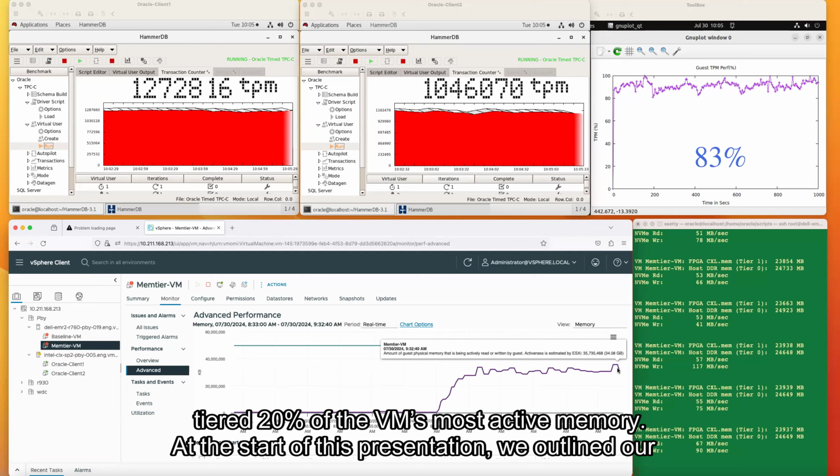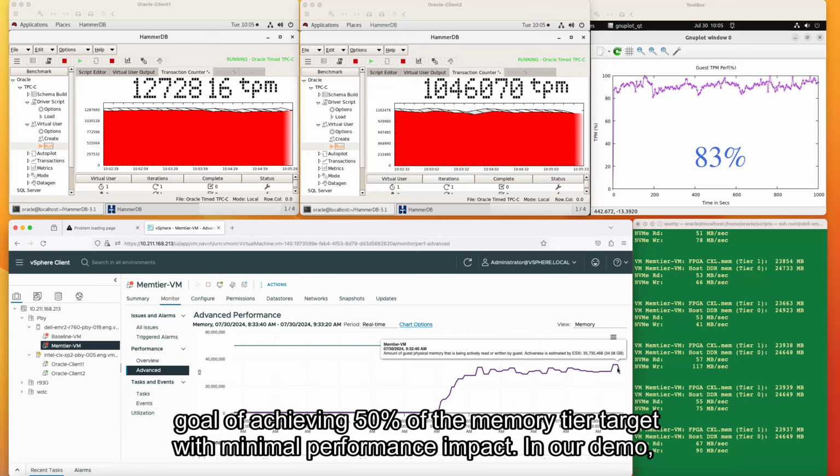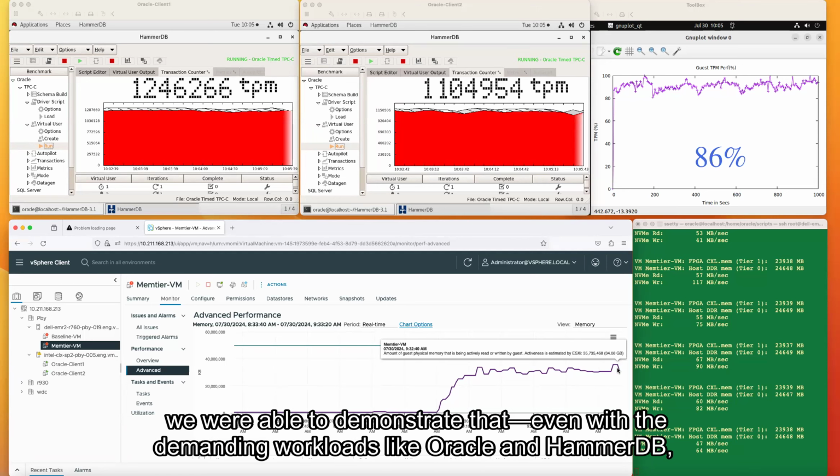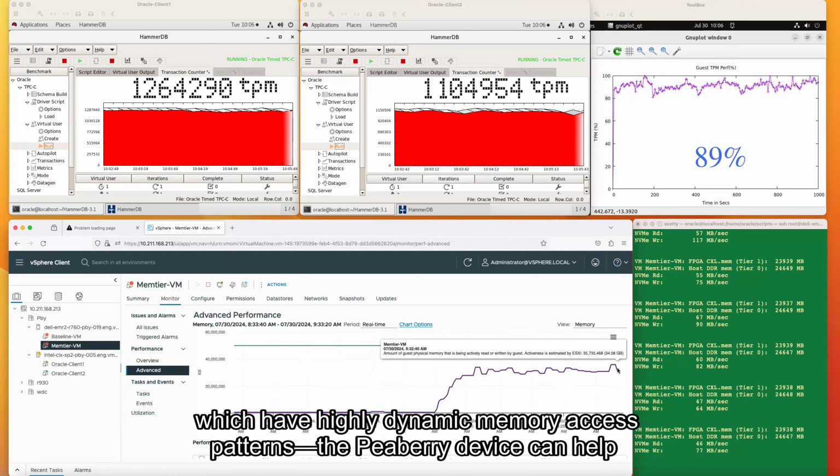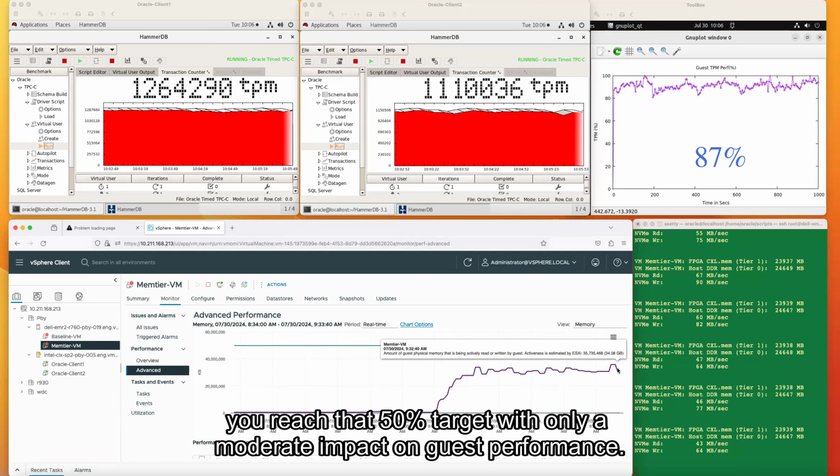At the start of this presentation, we outlined our goal of achieving 50% of the memory tier target with minimal performance impact. In our demo, we were able to demonstrate that even with demanding workloads like Oracle and HammerDB, which have highly dynamic memory access patterns, the Peaberry device can help you reach that 50% target with only a moderate impact on guest performance.